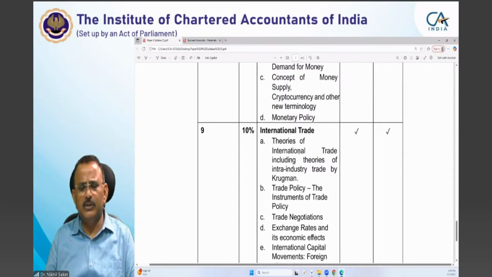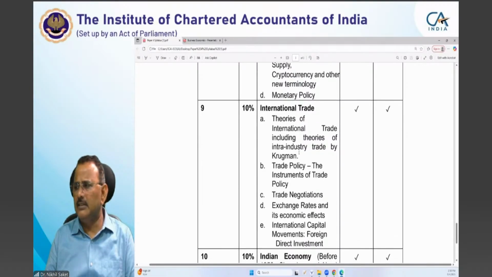Then trade negotiations, exchange rates, their economic effect, all is explained in detail. What is FDI? What is FII? The detailed elaborations are there. Although in classes also that has been conducted and all the detail has been explained. So right now you must have gone through all these concepts.